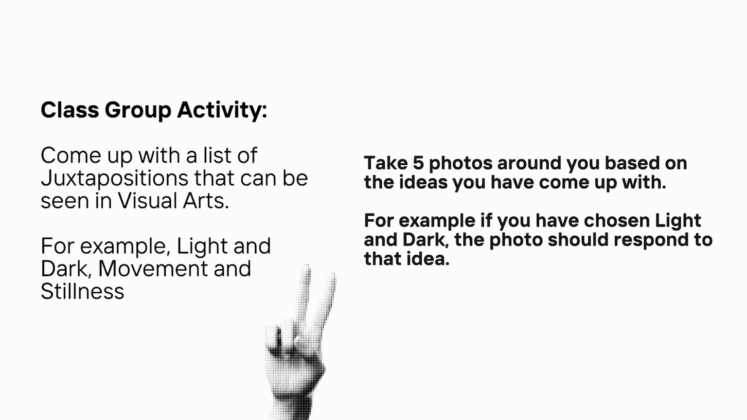Now, if you're watching this video, this is also for people who are taking my class, but if you're not taking my class, feel free to do this class group activity. So take 5 photos around you based on the ideas you have come up with. For example, if you have chosen light and dark, the photo should respond to that idea. So come up with a list of juxtapositions that are seen around in visual arts. As I mentioned, light and dark, movement and stillness, and take 5 photos of 5 different ideas. Please try it out. If you want to share your results, put them in the comments, or if you're in my class, you can share them in our discussion forums.